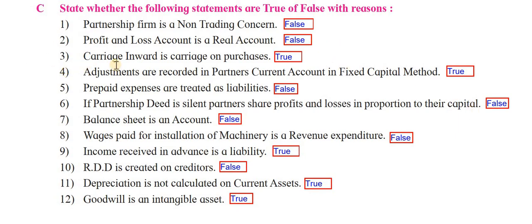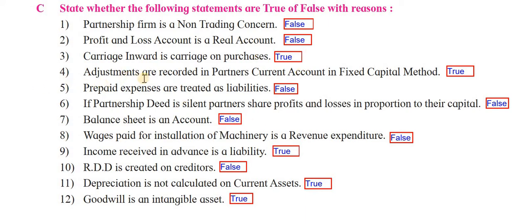Then carriage inward is carriage on purchases. Definitely it is true because we are all aware कि purchases, carriage inward comes, definitely it is on purchases itself because they come in the trading account itself, है ना. So that's why carriage inward is carriage on purchases. So the statement is true.